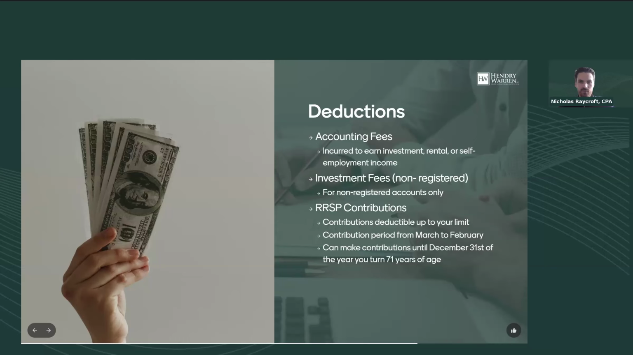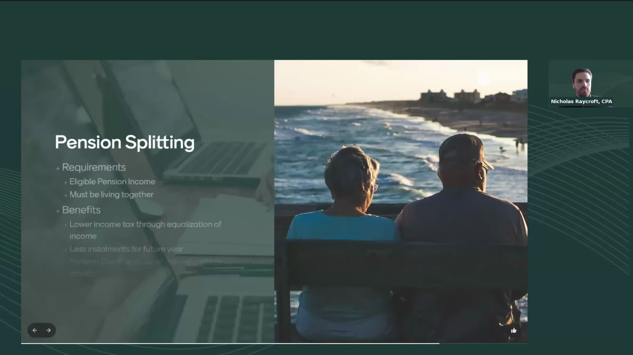And I think the most common one for a lot of people will be RSP contributions. Those are deductible up to your RSP contribution limit for the year, which can be found on your notice of assessment and in your online account with CRA. The contribution period is from March to February each year. So any contributions you make in March 2024 would be included on your 2024 income tax return, and you can make contributions up until December 31st of the year in which you turn 71 years of age.